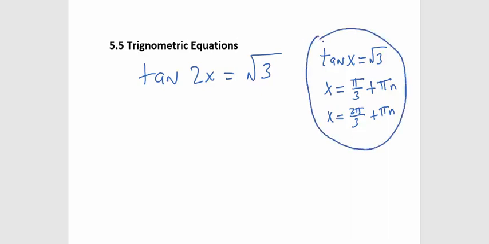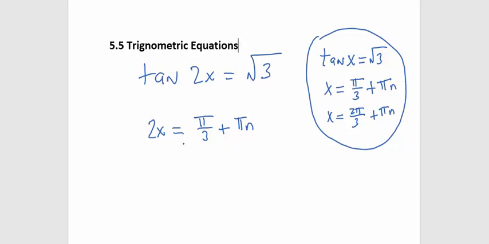If this was just solving for tangent of x, we would get these two solutions: pi over 3 plus pi n, and then 2 pi over 3 plus pi n. Now, but we're solving for 2x, so we would want to say that we want 2x to equal this pi over 3 plus pi n. And I'd also want to say 2x... well, let's go ahead and solve this one first.